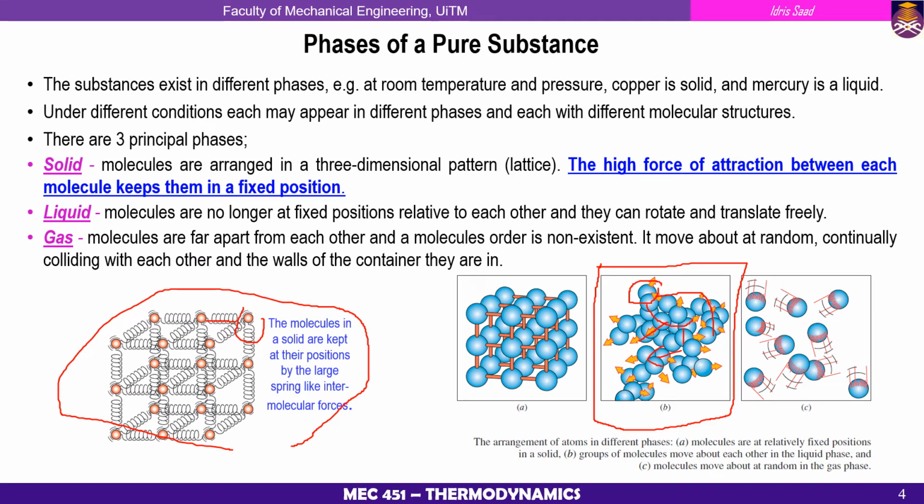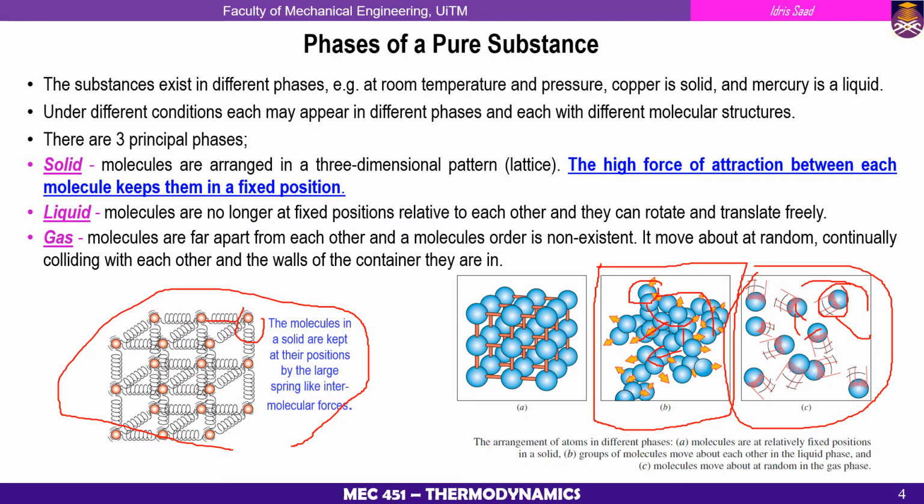Finally, in the gas phase, the molecules of the substance are far apart from each other and molecular order is non-existent. They move about at random, continuously colliding with each other and with the walls of the container they are in, as shown in this figure. As you can see, the molecules can move freely inside the container. So they are not attached to each other.